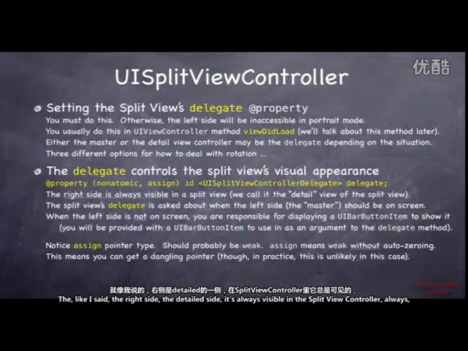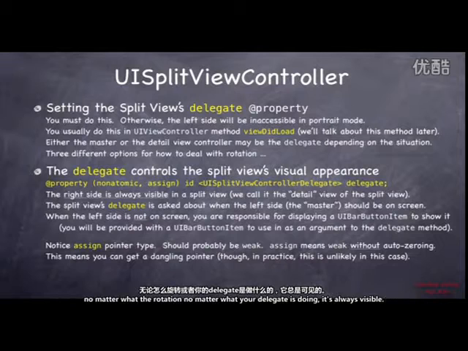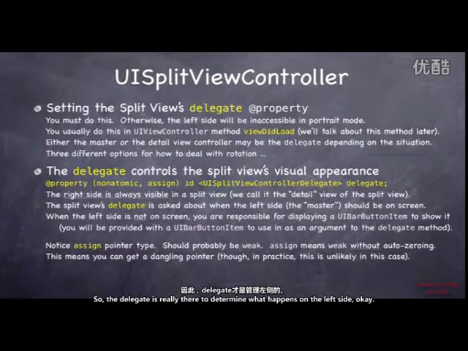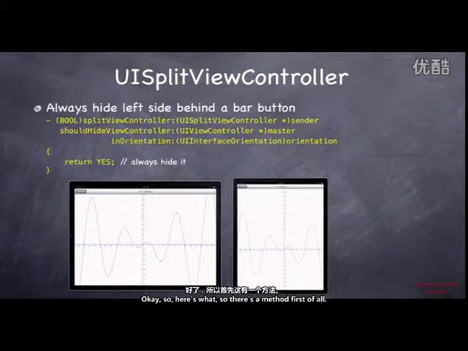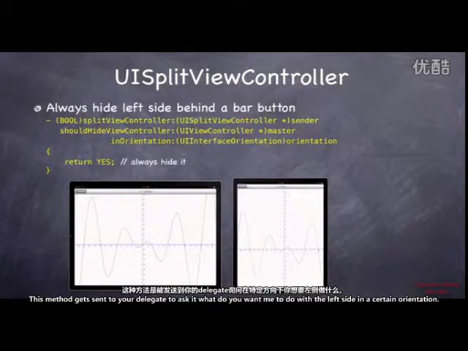Like I say, the right side, the detail side, it's always visible in the split view controller, always. No matter what the rotation, no matter what your delegate's doing, it's always visible. So the delegate is really there to determine what happens on the left side. Okay, when does the left side appear, get hidden or not? Okay, so there's a method. First of all, this is the first delegate method you're learning. This method gets sent to your delegate to ask it, what do you want me to do with the left side in a certain orientation?